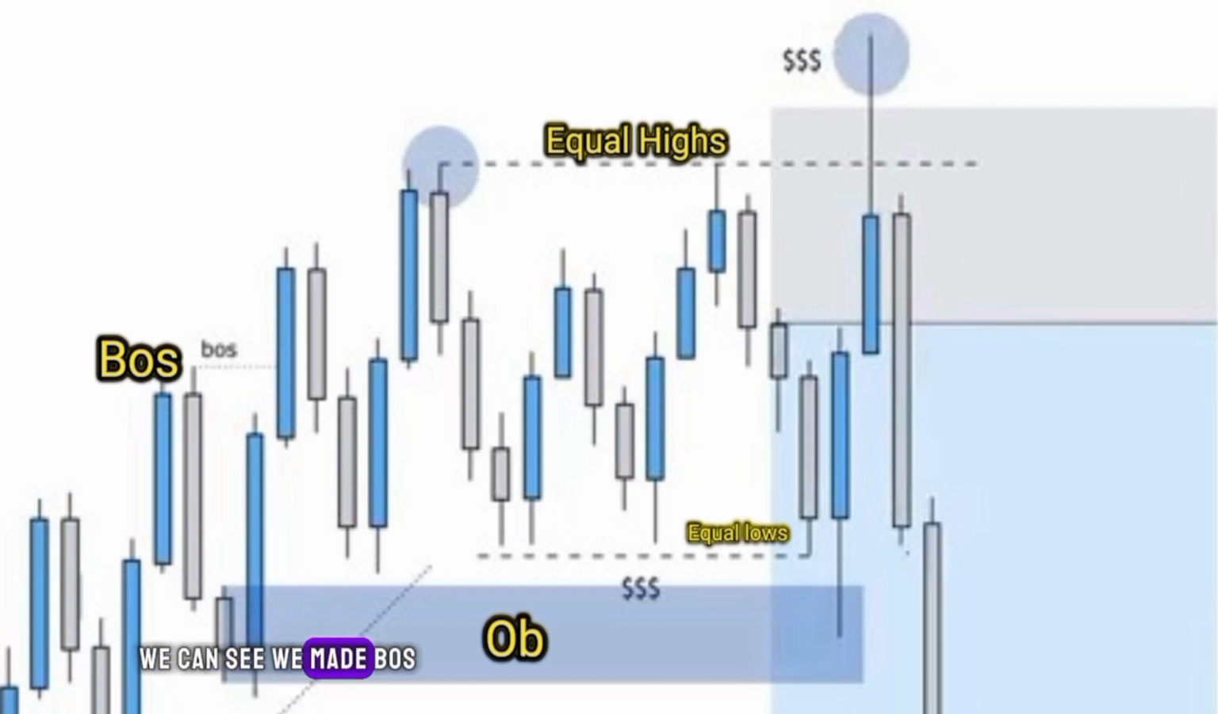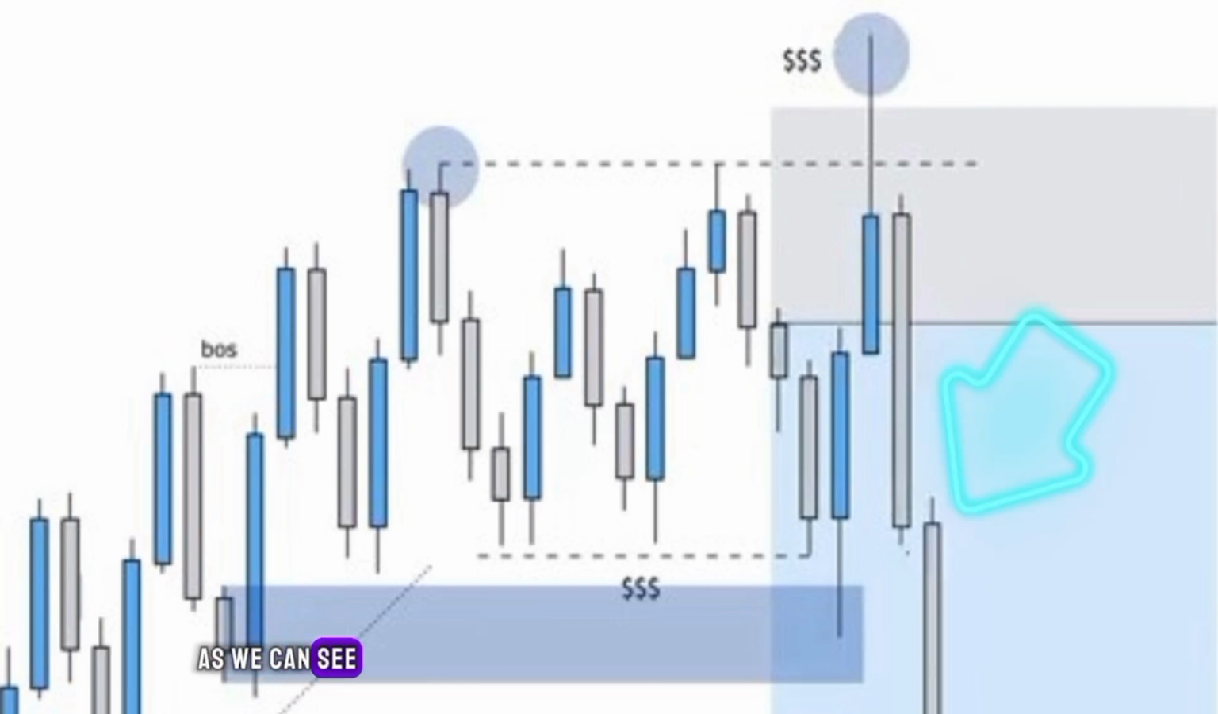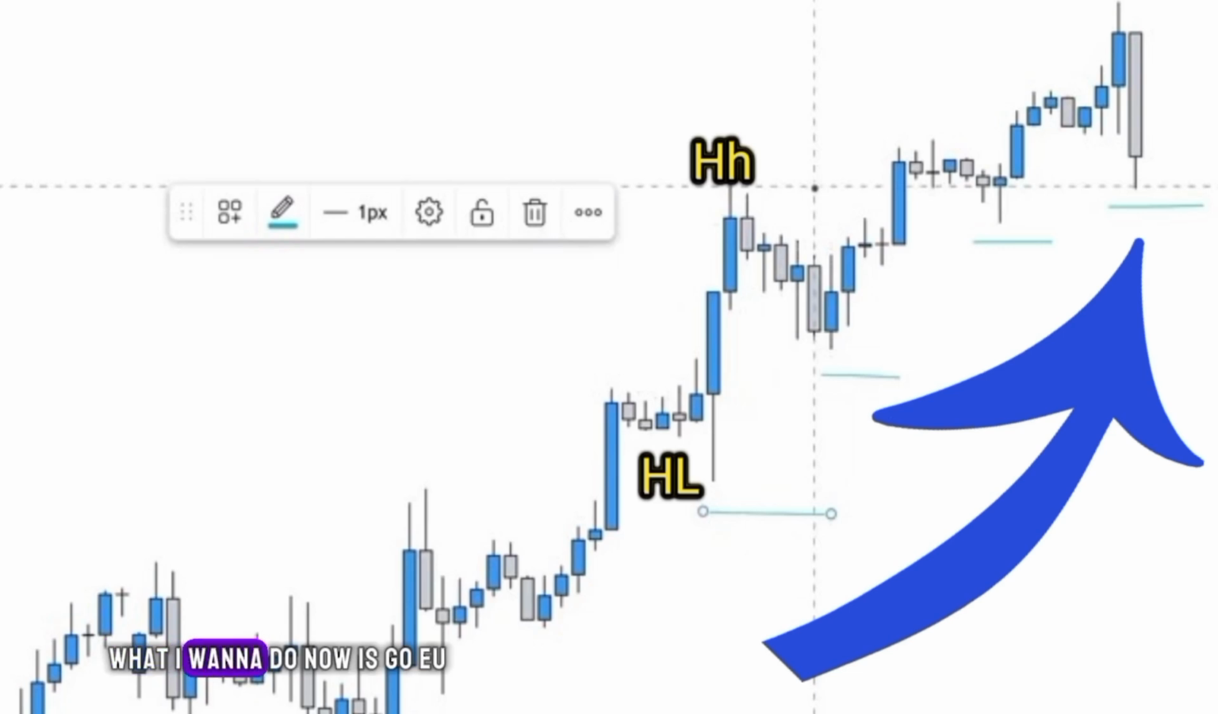We can see we made BOS above this high, last down candle, price wicked in, grabbed liquidity, mitigated, pushed up, grabbed liquidity, and then we have a reason for price to move to the downside, as we can see. So what I want to do now is go EU and show exactly this thing, manipulation.